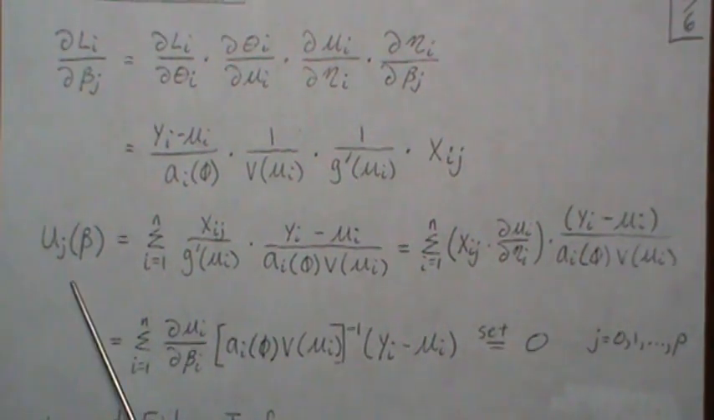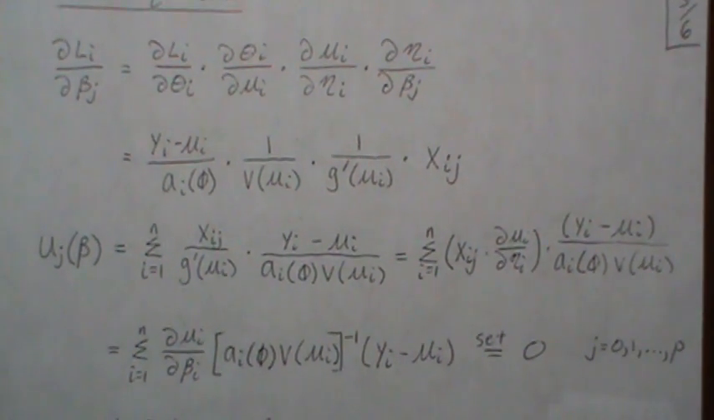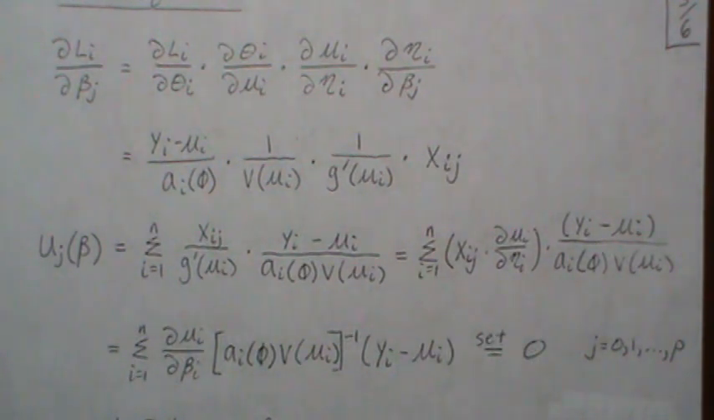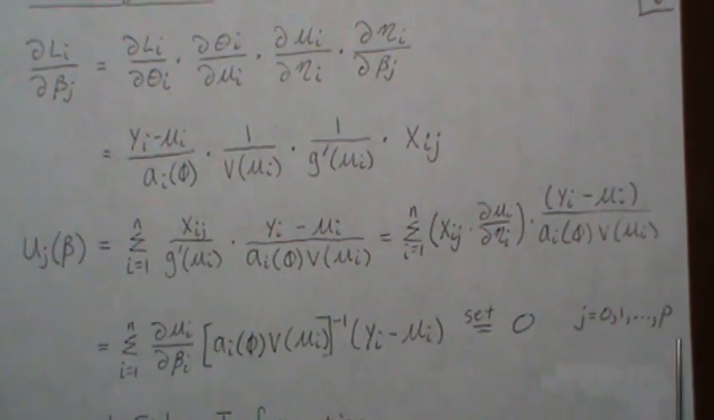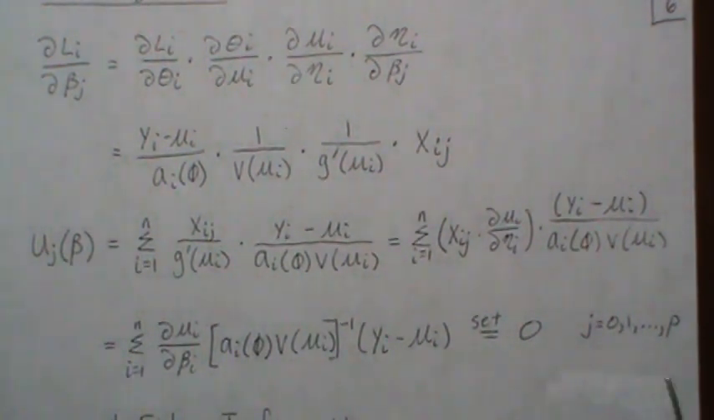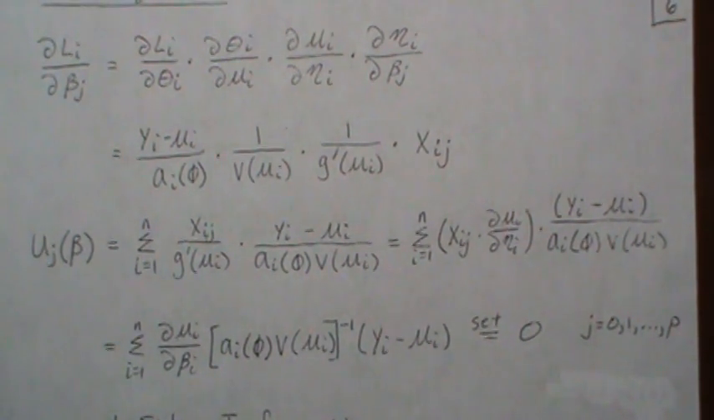Now remember, this is just for one beta. So for the score function, we have to take derivatives with respect to each of those betas, and we go from beta 0 to beta p. So there are p plus 1 equations here that we're solving.